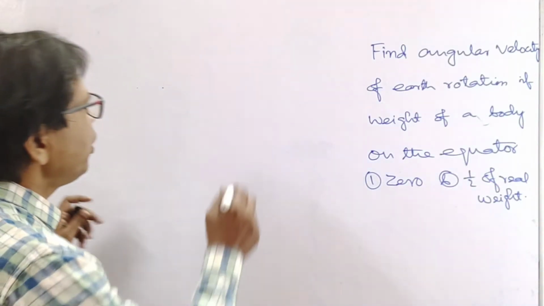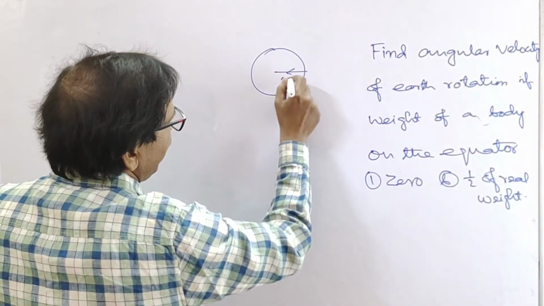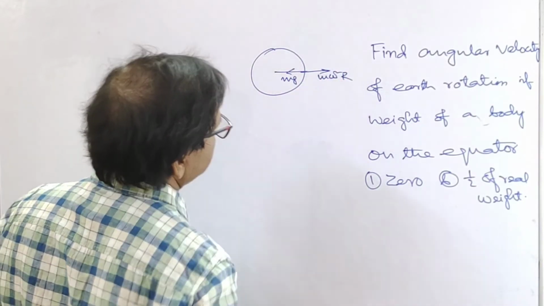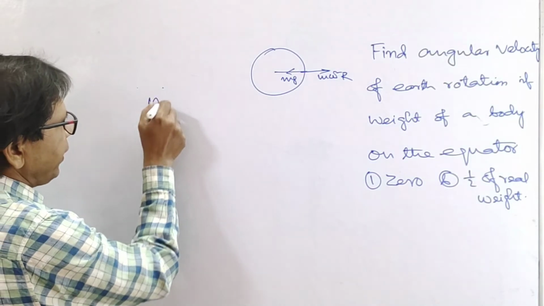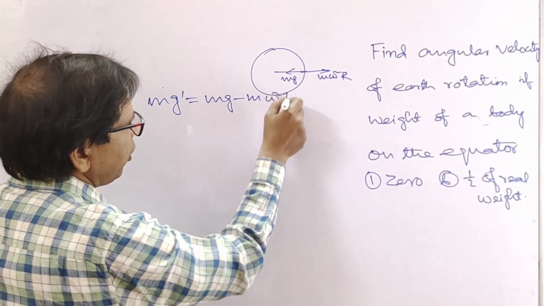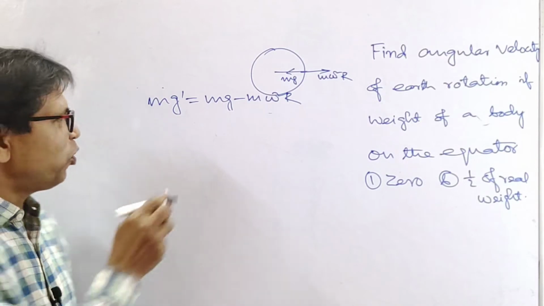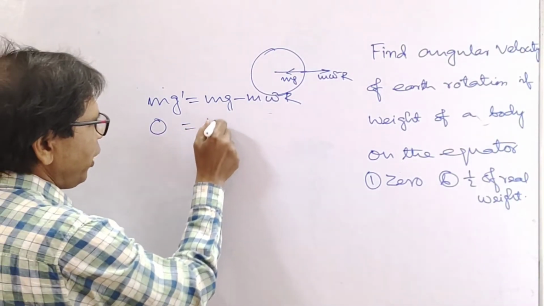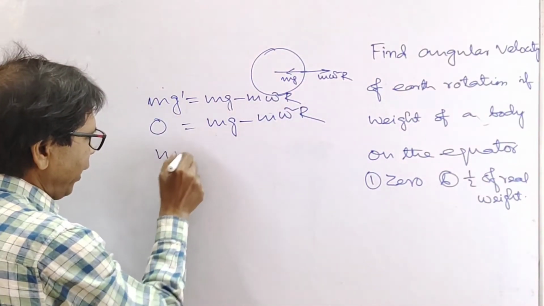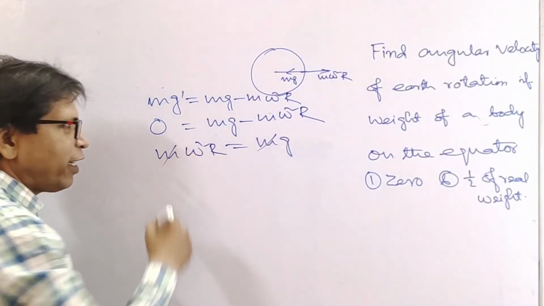Look at this, suppose this is the Earth. Here mg is directed along this direction and the centrifugal force m omega square r is directed in this direction. So mg dash equals mg minus m omega square r. Now the weight is 0, that is mg dash is 0. So 0 equals mg minus m omega square r. Here m omega square r and mg cancel out.